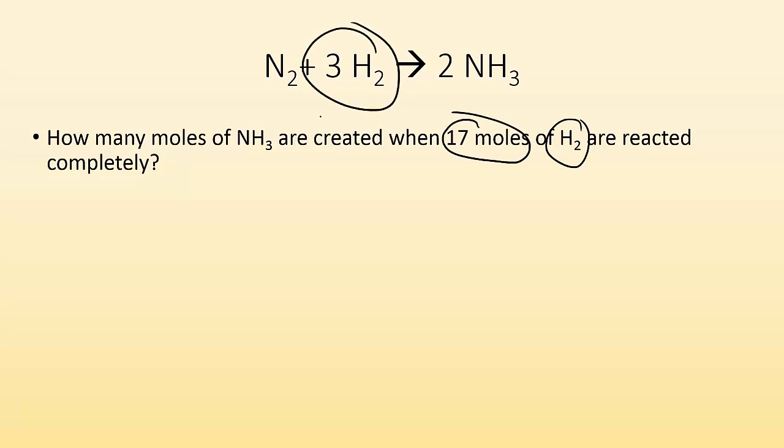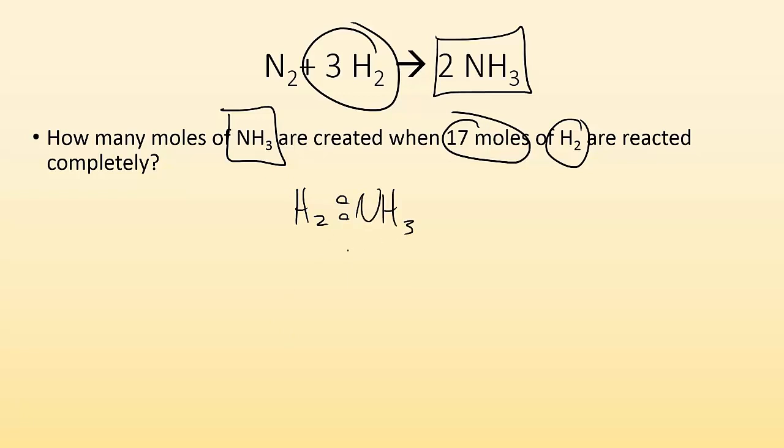So I'm going to circle H2. And it wants to know how many moles of NH3, so I'm going to put a box around that so that they're different. So I'm going to create a ratio. All right, well, H2 to NH3 is going to have a ratio of 3 to 2.